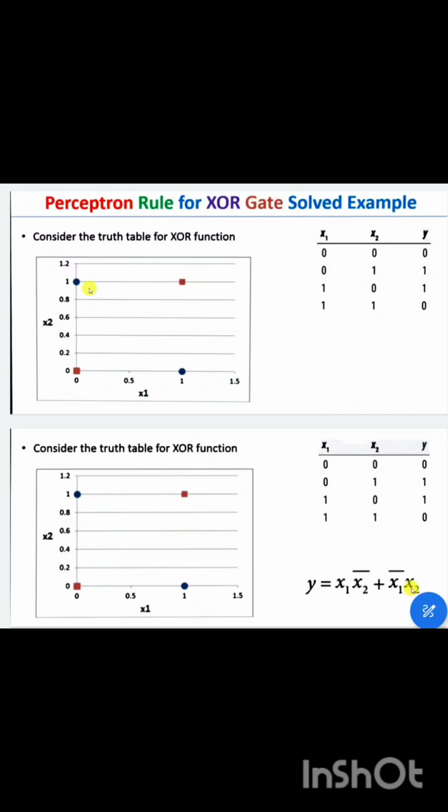So today we will talk about implementation of XOR gate using the Perceptron rule. Those who do not know what is Perceptron rule and implementation of OR gate, implementation of AND gate, I have put the video already. So please see that video and then come back here. So now we have to implement the Perceptron rule for XOR gate.